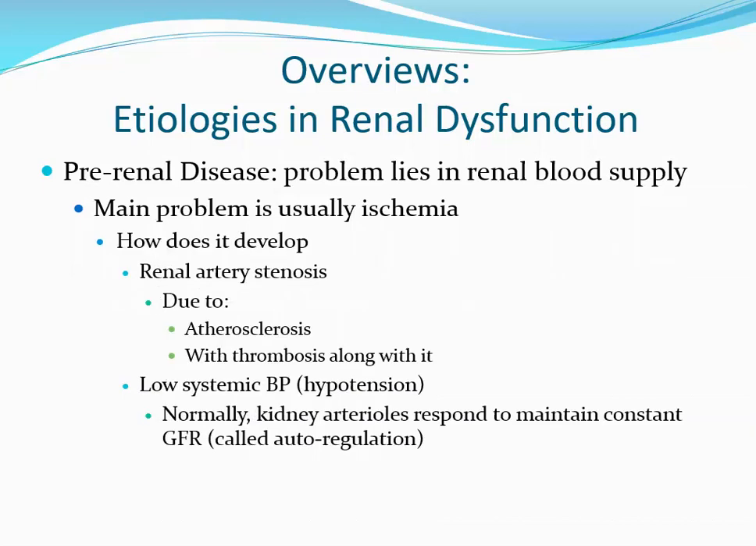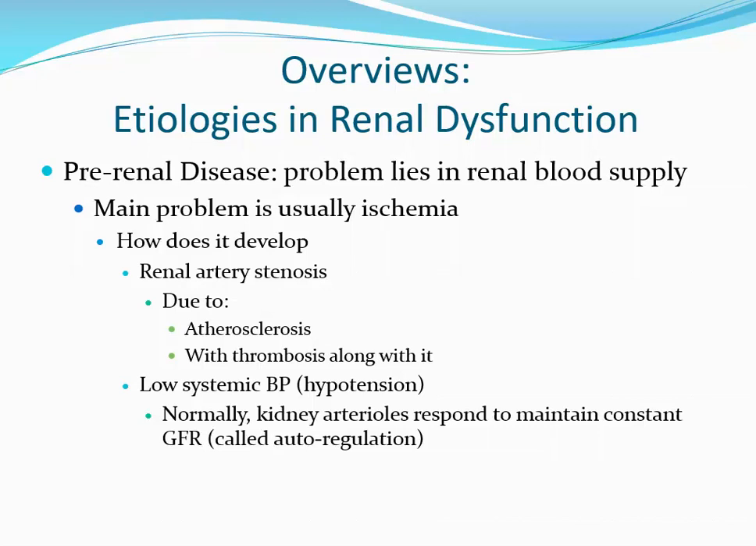Now, how can this ischemia develop? One way could be through renal artery stenosis. This is often the result of atherosclerosis within the renal artery, with possible thrombosis on top of it. Another cause would be low systemic blood pressure, i.e.